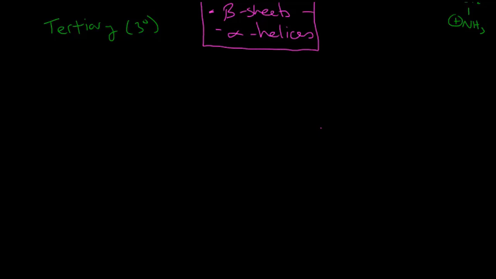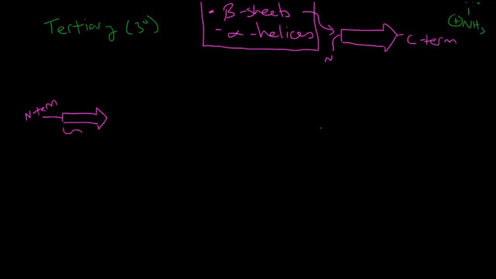For our beta sheets, when we look at a cartoon diagram, we see them as these two-dimensional arrows, and they're oriented such that the arrow points from the N terminus to the C terminus. So if this line represents the polypeptide chain from the N terminus to the C terminus, then whenever we see this arrow, that means that all of the amino acids within this region of the polypeptide chain are part of a beta sheet.